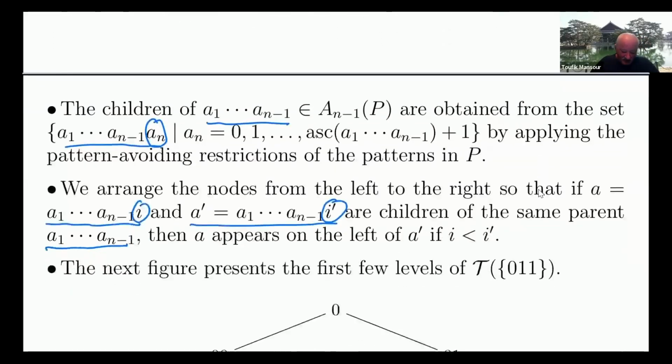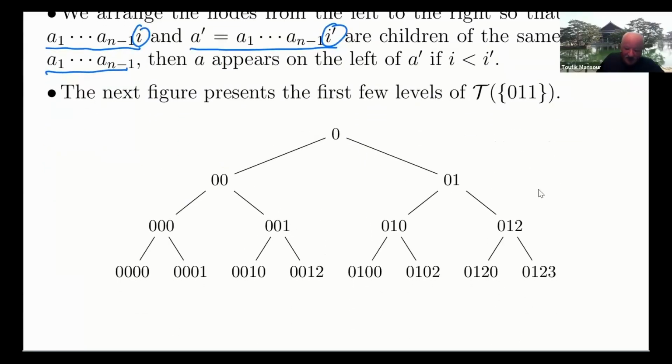Let us take an example, and I look at the tree for 2011. The first ascent sequence is 0. The next letter: because the number of ascents is 0, I can add either 0 or 1. And of course, 00 avoids 011, and 01 avoids 011, so I don't care about this level. Now, 00: the number of ascents here is 0.